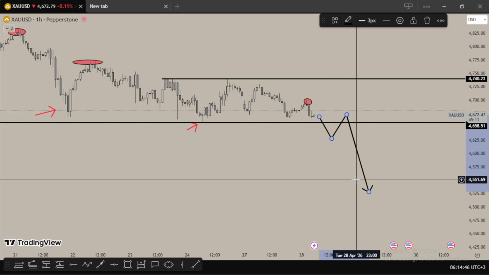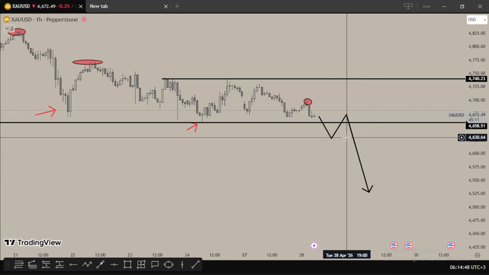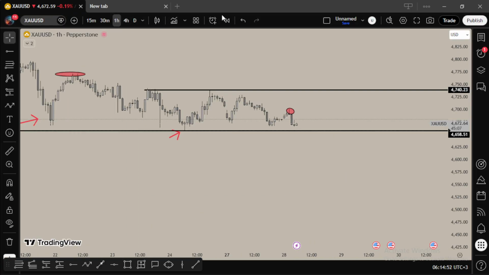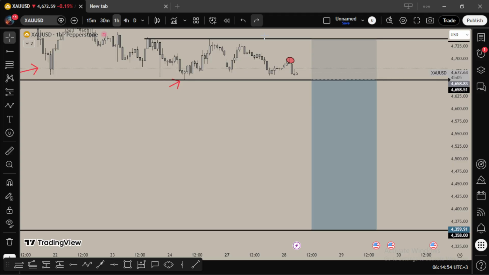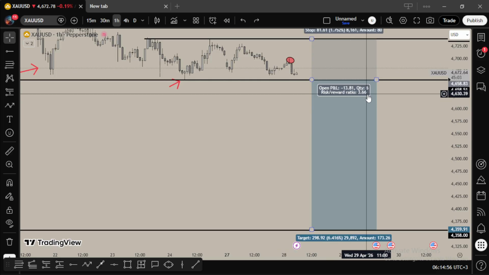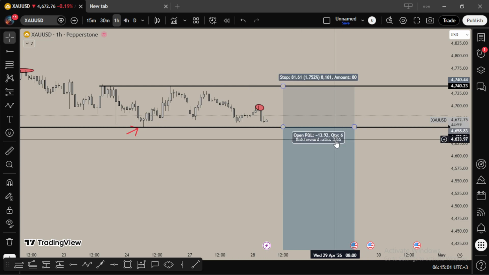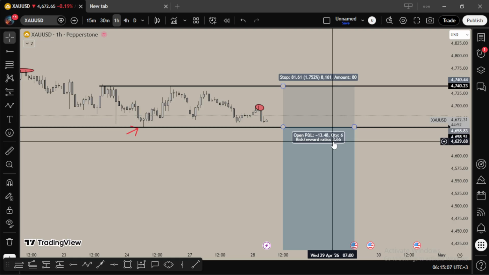Now after that, I need to consider another thing, which is risk to reward ratio. What is risk to reward ratio? Let me show you. Risk to reward ratio is this, 3.66. You want to execute a trade with a high risk to reward ratio, that is above 1:1. So risk to reward ratio is the third thing.